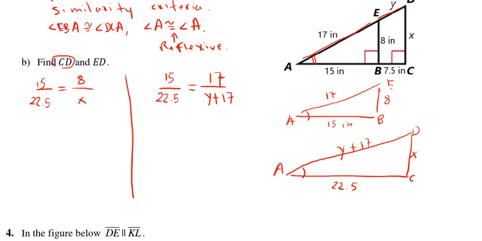So you cross multiply, solve the proportion, and find each of the values. So we're going to stop right here. The other one is very similar to this problem. You have to explain why they are similar, and then use proportions to find any sides.